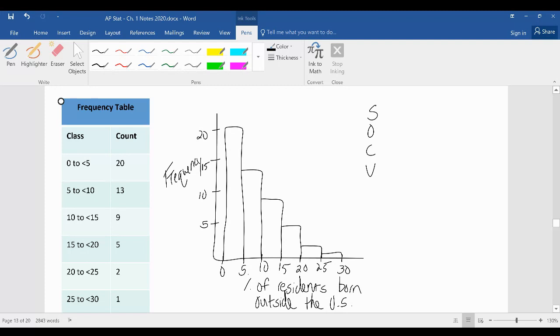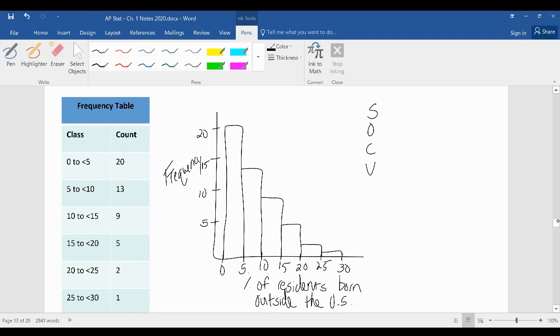Your y-axis will be your frequency, and it's important to label these, and then your x-axis is the percent of residents born outside the US. Notice that these are what's called my bin widths. And I've just created the histogram that matches this data set. You can see that the bars touch here. We could also use our SOCS or our SOCV to describe this distribution.